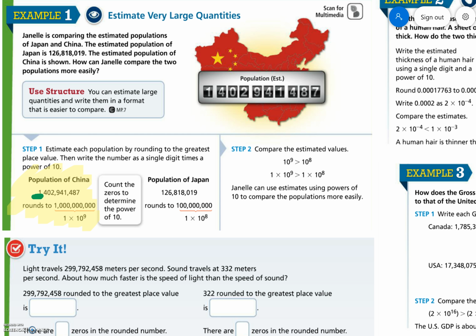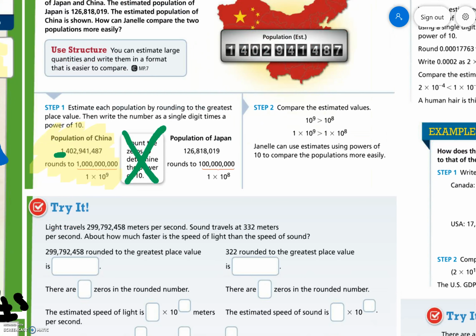I don't necessarily want you to get in the habit of counting the zeros because that's going to get us into the same problem as Keegan and Jeff had. I want you to count the place values. So if we look, we start at the end and go in 1, 2, 3, 4, 5, 6, 7, 8, 9 until we reach 1. Now, at this point, yes, it would have worked if you counted the zeros, but it won't always work. So I want you to not be in that habit.